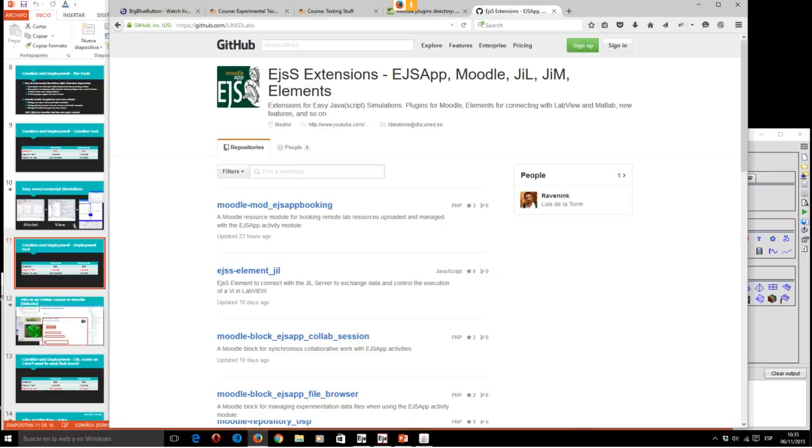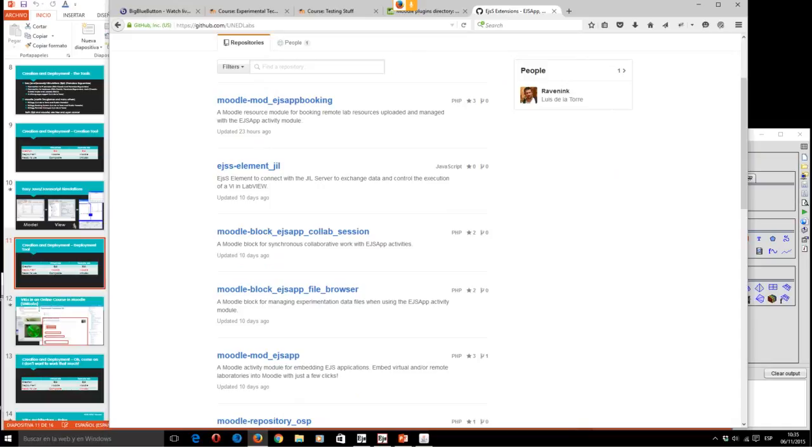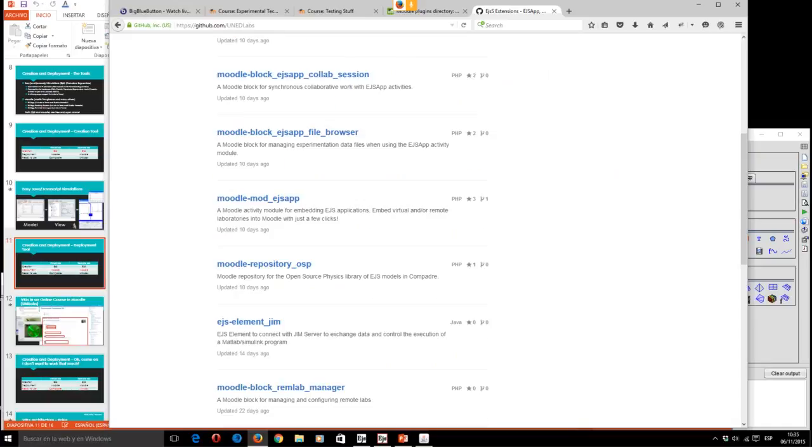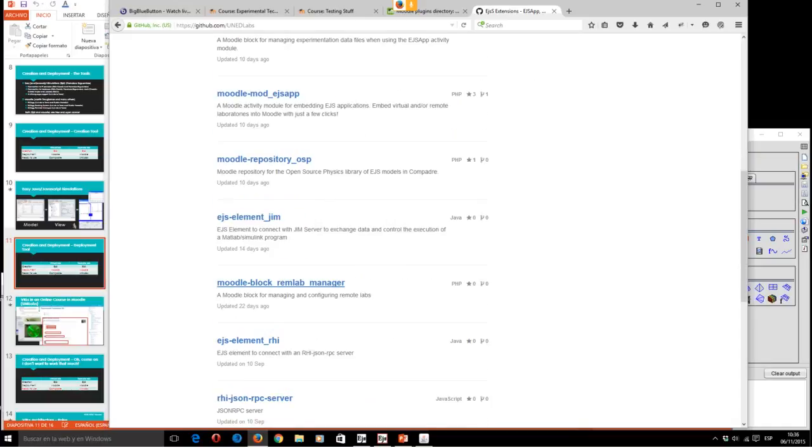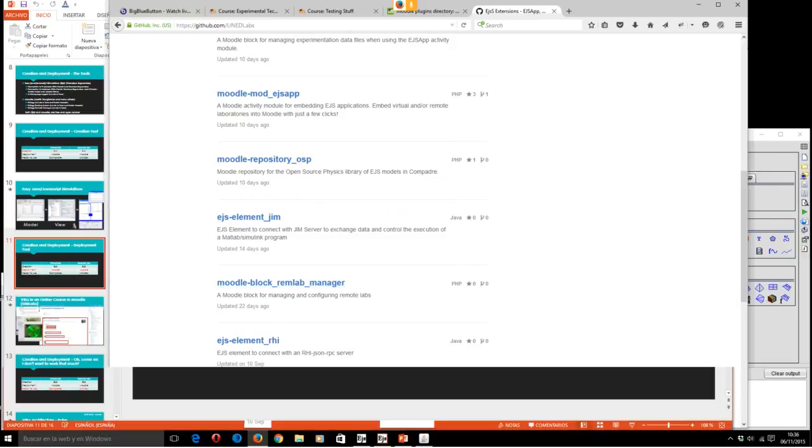But basically, the plugin that was left was, let me search for it, this one, the RemLab Manager, which is used to configure the particularities of the remote laboratories. So let me see if I have time to show you that too.